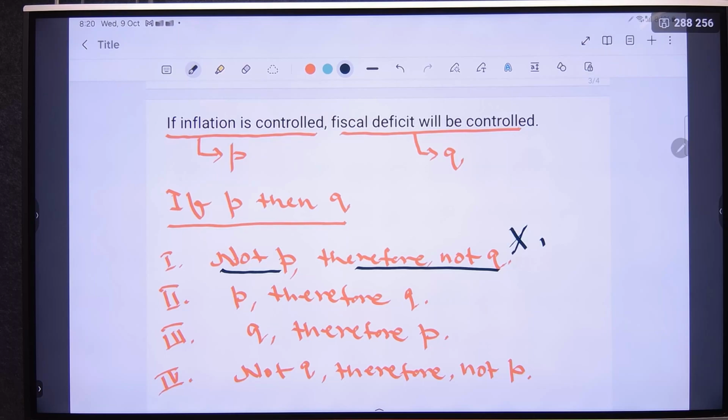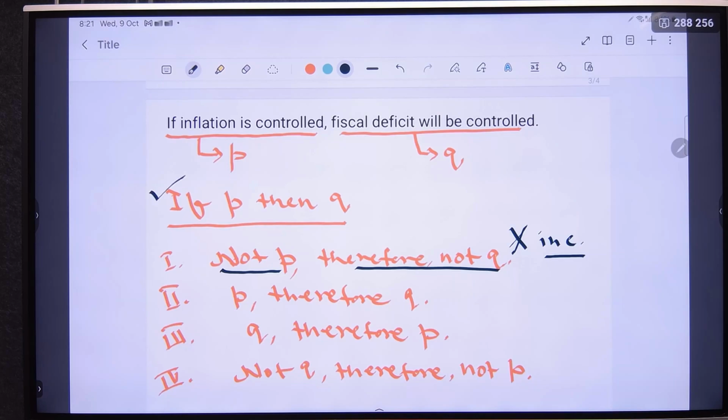This is an incorrect inference. Why? Because fiscal deficit can be controlled by other means. Don't you agree? So not P, therefore not Q is a wrong inference. Please note it down and utilize this while solving your paragraphs. The second one, if P, therefore Q: this was stated to us, it was stated if P then Q.